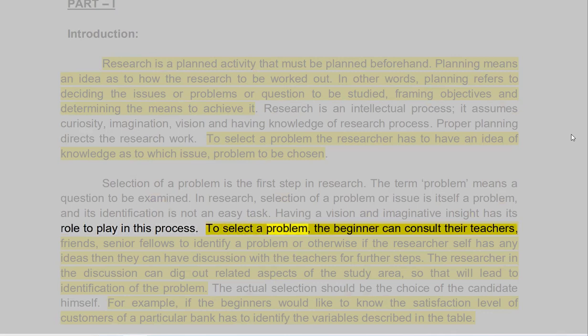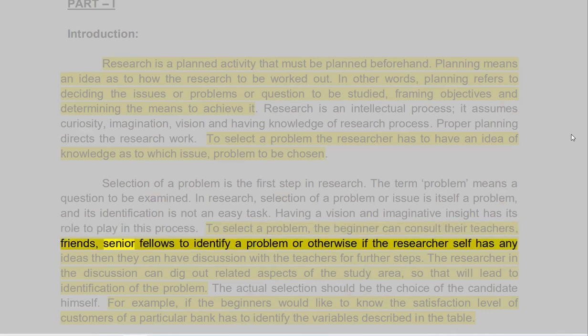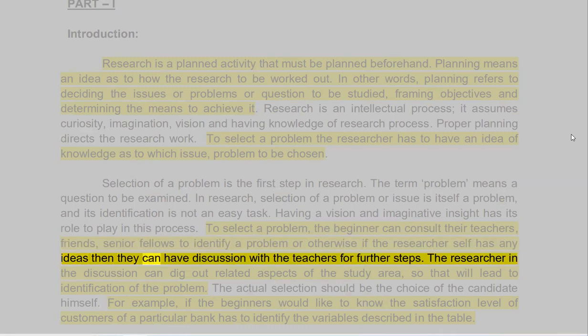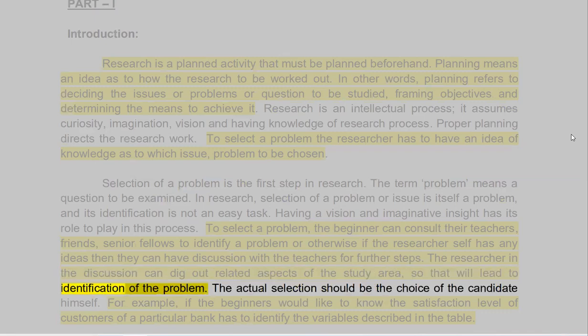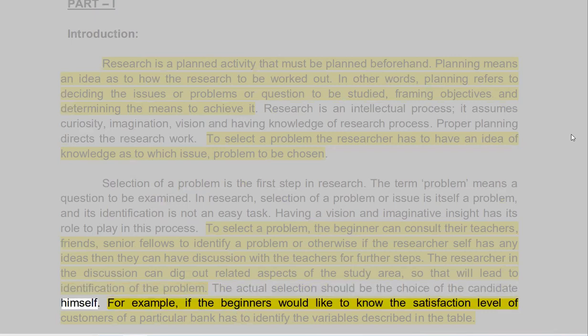To select a problem, the beginner can consult their teachers, friends, or senior fellows to identify a problem, or otherwise, if the researcher himself has any ideas, then they can have a discussion with the teachers for further steps. The researcher in the discussion can dig out related aspects of the study area, so that will lead to identification of the problem. The actual selection should be the choice of the candidate himself.